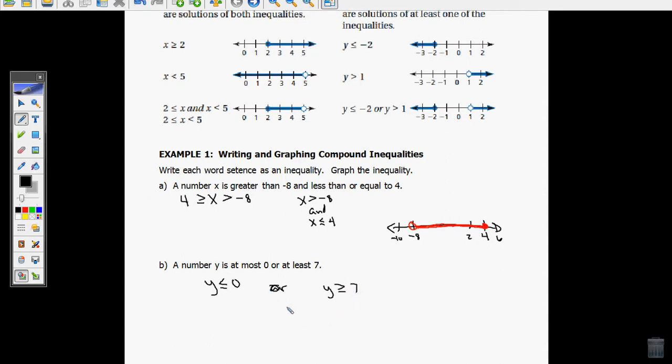Alright, so we have an "or" in between this time. Let's look at what this looks like on the number line. I'm going to have 0 here. I'm going to have 7 over here. There's something like 6 and 8 and negative 1. And heck, why not put 1 over there? Now, y is going to be less than or equal to 0, so that's a solid circle pointing to the left, or y is going to be greater than or equal to 7. So, "or equal to" means solid, greater than means to the right. So that's what my solution looks like here.